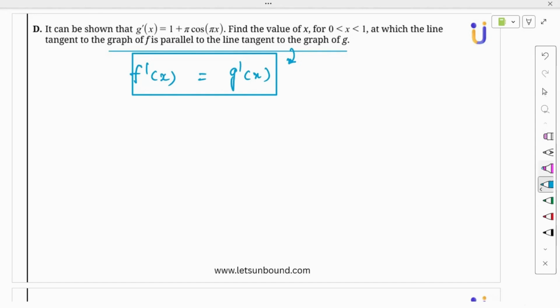And it's a calculator paper, so you can directly go to the calculator and equate them. You will sketch f prime, you will sketch g prime, and wherever the intersection, those are your x values, and check with the condition that your x should fall under this, right? So very basic thing. Once you've got this equation, then it's very simple. So moving to the calculator part.